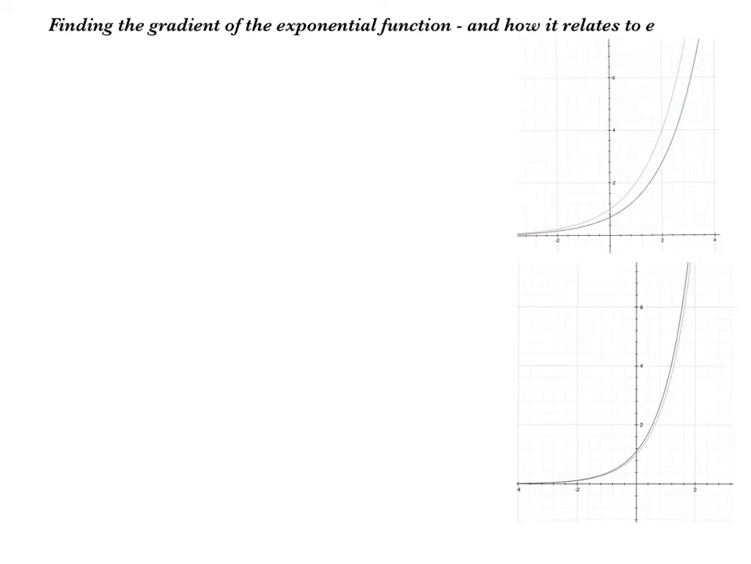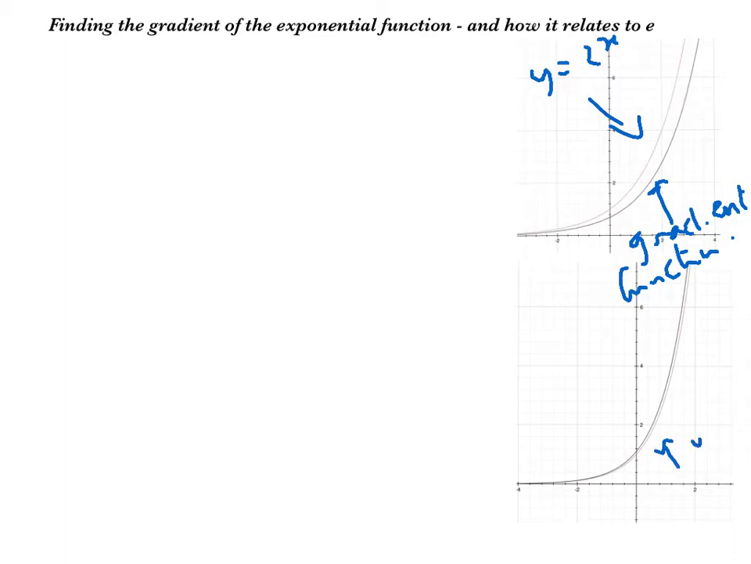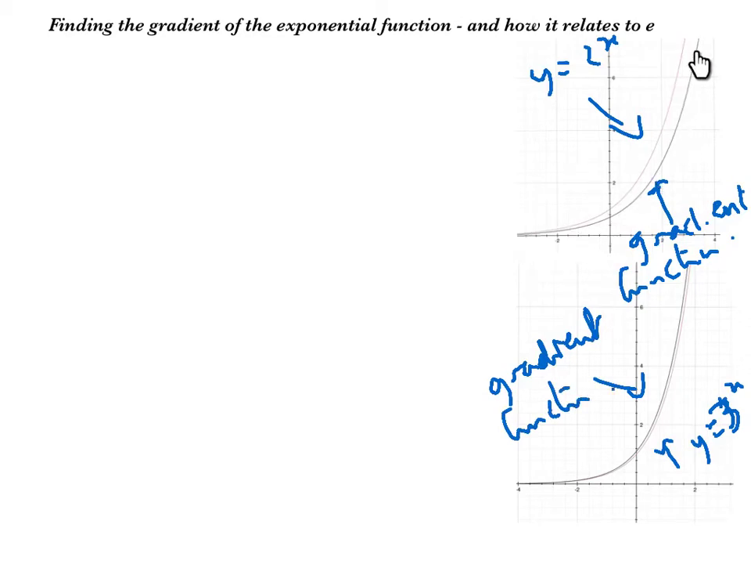Okay, so to do this, first we're going to look at these two graphs here. This one in the pink is y equals 2 to the x. The one in the black is actually the curve of its gradient function. Similarly, this pink one here is y equals 3 to the x, and the black one is its gradient function. What we can see straight away is that the gradient function of both of these curves is very similar to the original. You can see that y equals 2 to the x is here. The gradient function is less steep, but exactly the same shape.